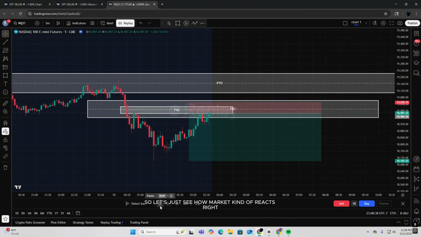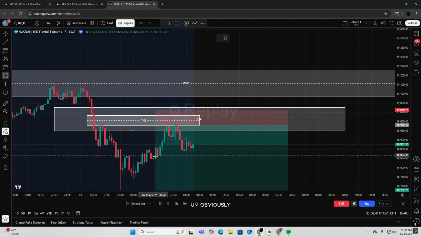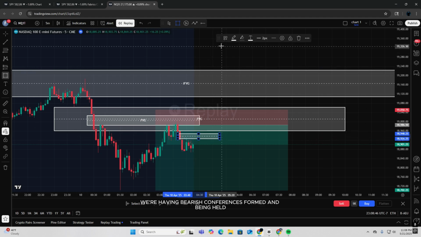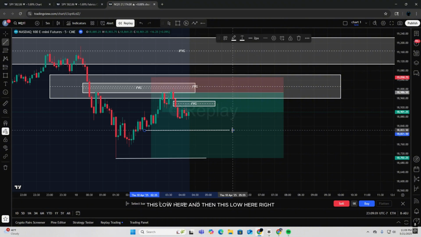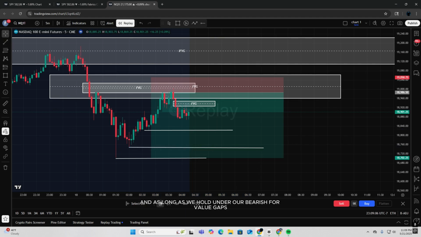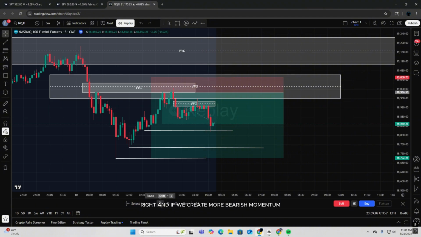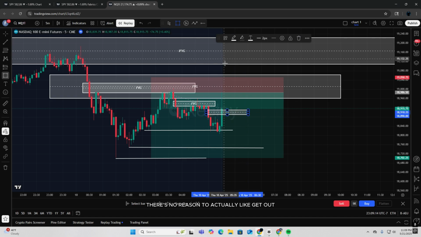So let's just see how the market reacts. Obviously, since this is futures, this kind of took a minute. We still see that we're having bearish confidences form and being held. We saw that bearish fair value gap that was formed and got tapped into. And our take profits would have been here, this low here, and then this low here. As long as we hold under our bearish fair value gaps, and if we create more bearish momentum, then we could keep holding the trade. There's no reason to actually get out.